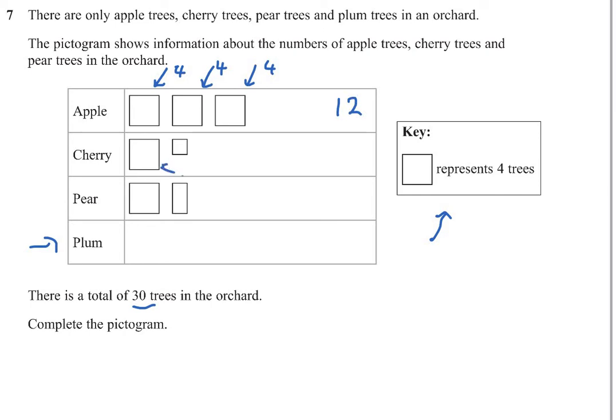Again, here we've got 4, here we've got, this is a quarter of a square, so this is just 1. So we have 5 in total. This is 4. And this is 2 because it's 2/4 of a square. So we have 6 in total. So 12 plus 5 plus 6, well, that equals 23. So we need this to be 7 to get up to 30.